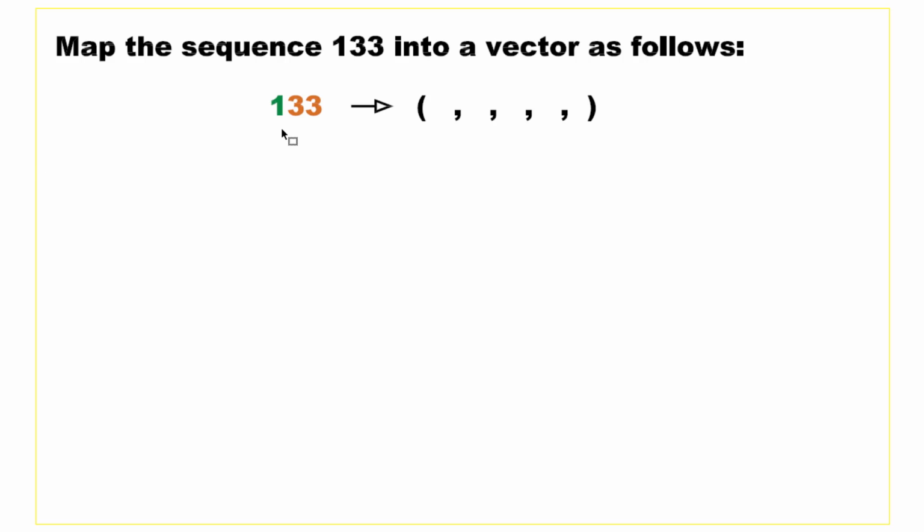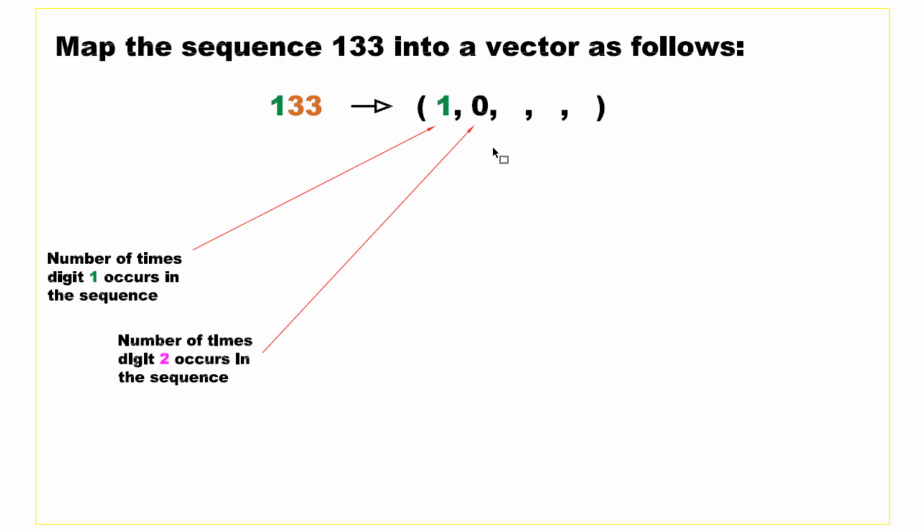So this sequence is mapped into a vector. In the first component, we write the number of times digit 1 occurs in the sequence. It occurs 1 time. In the second component, we write the number of times digit 2 occurs in the sequence. We don't have digit 2, so it is 0. In the third component, we write the number of times digit 3 occurs in the sequence, and that is 2. The 3 is repeated twice, so we write 2 here.